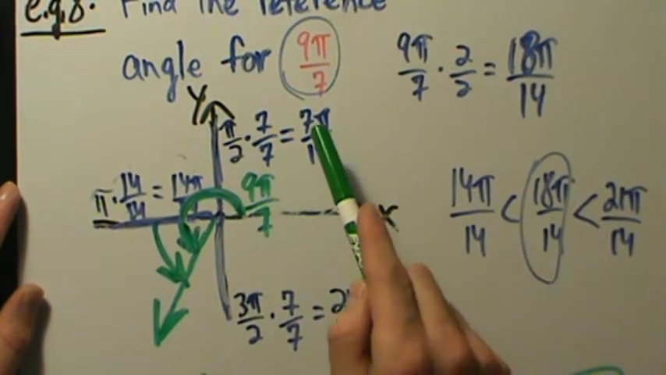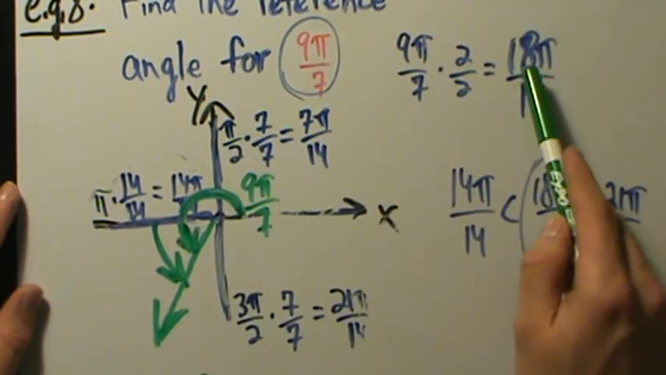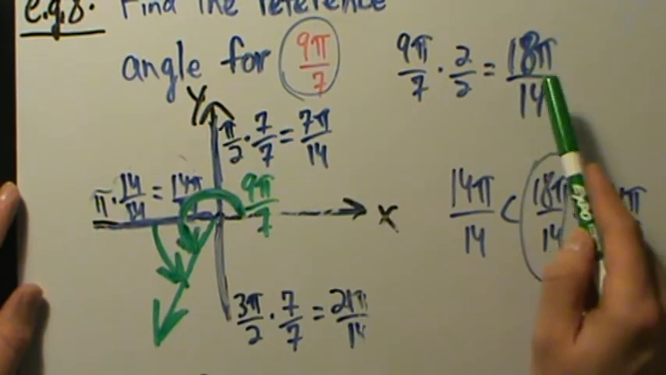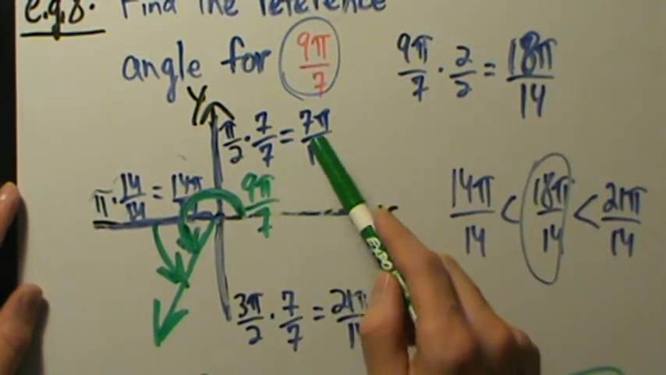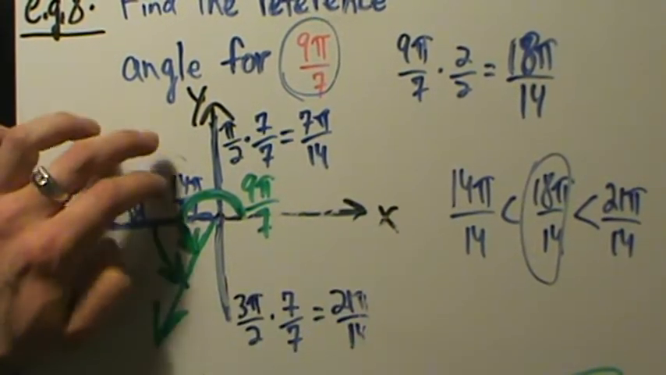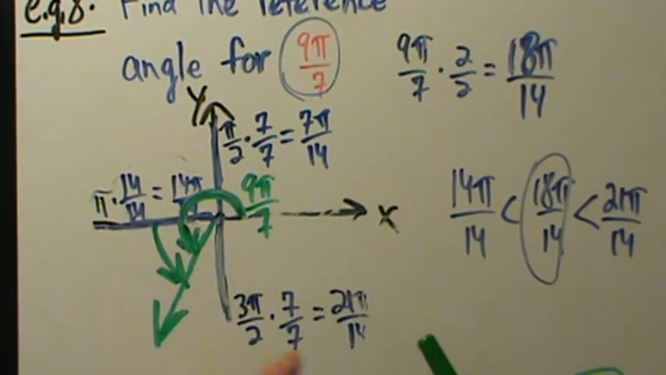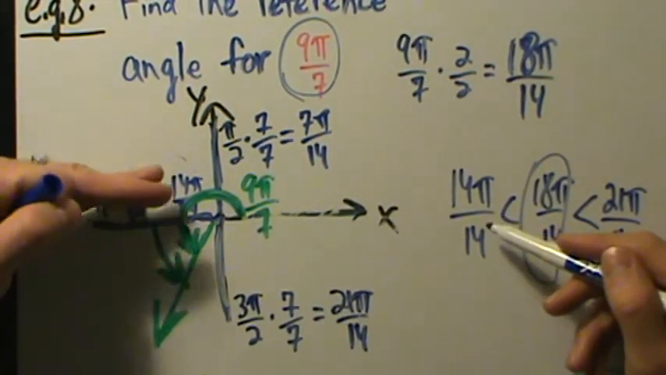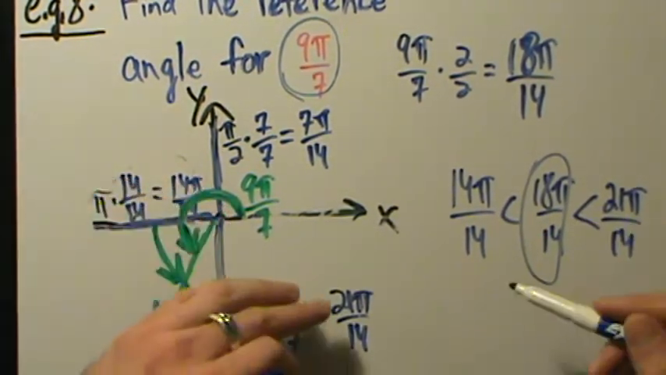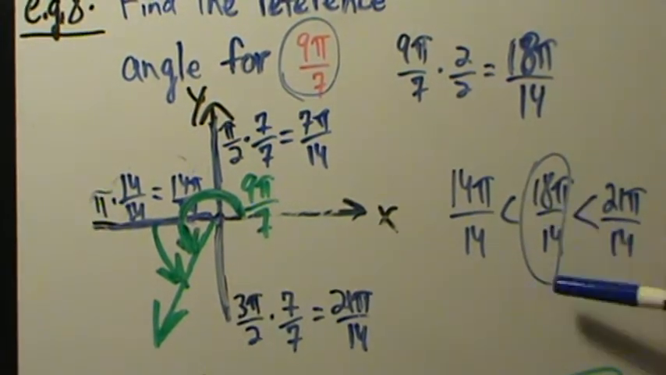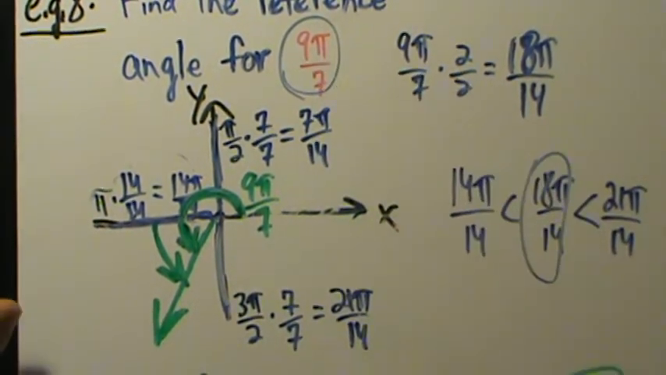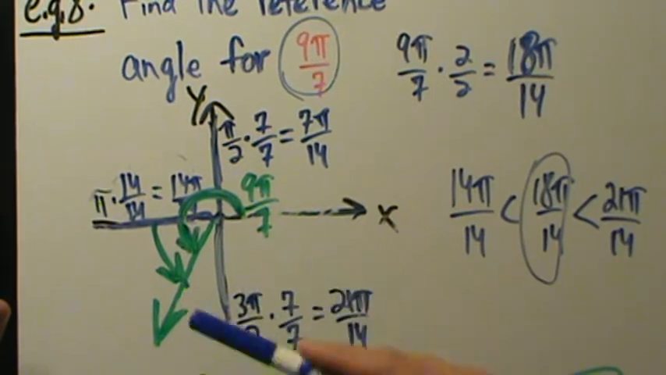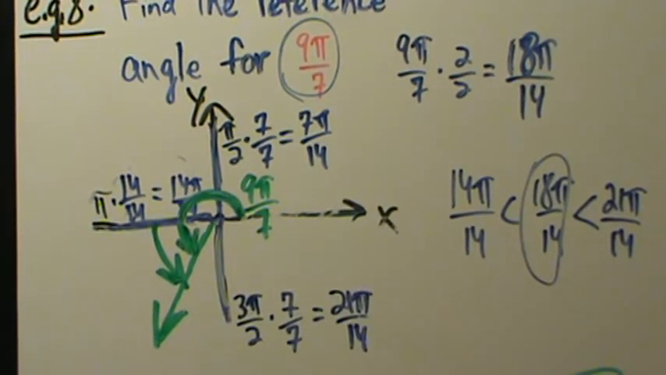So we did that, we said, okay, 7 pi over 14 is less than 18 pi over 14. 18 pi over 14 is 9 pi over 7, remember? So 7 pi over 14 is too small, go to the next one. 14 pi over 14, too small, go to the next one. 21 pi over 14, there we go. So 14 pi over 14 is less than 18 pi over 14, which is less than 21 pi over 14. So our given angle, 18 pi over 14, or 9 pi over 7, is between these two guys here. Okay? So that's how we found out it's in quadrant 3.